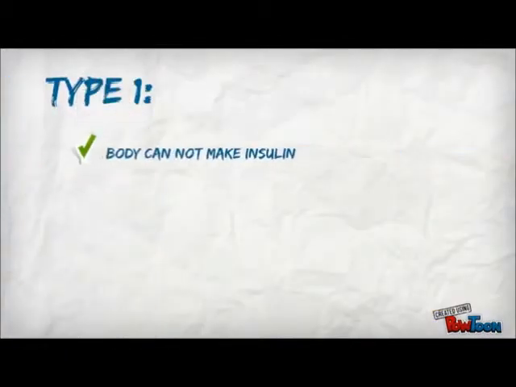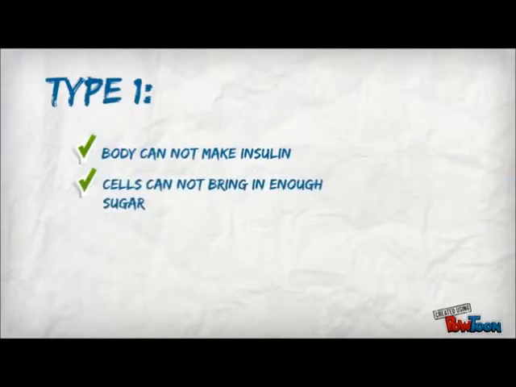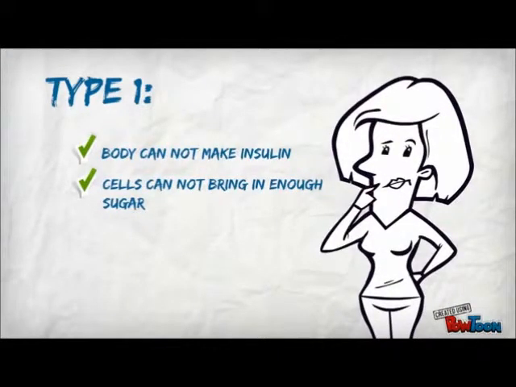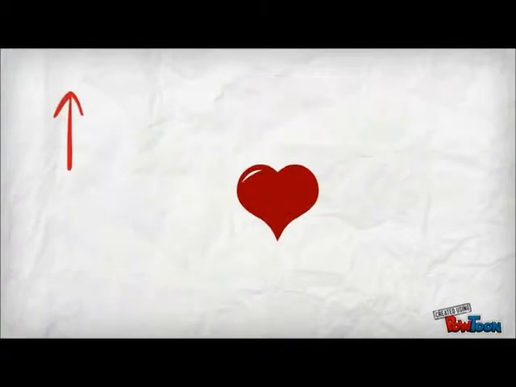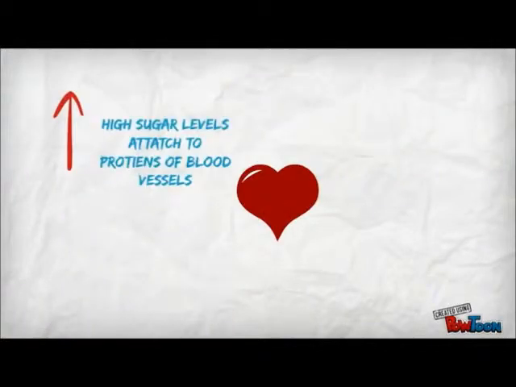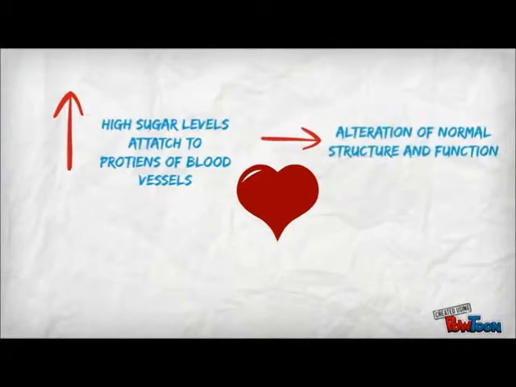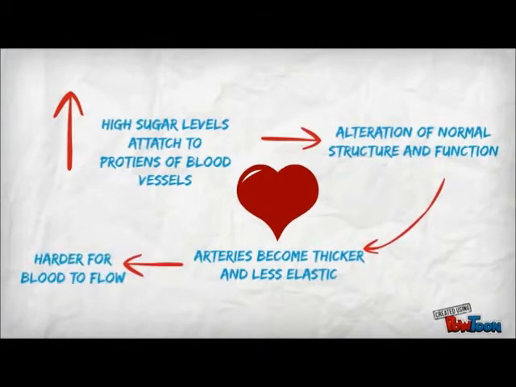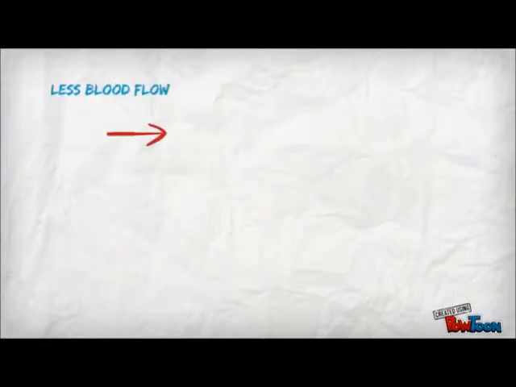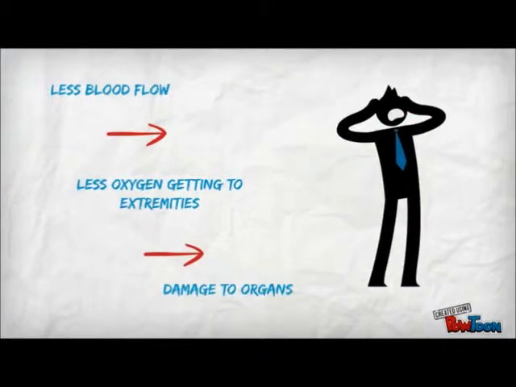Type 1 diabetes is due to the body not producing enough insulin, and therefore cells cannot bring in sugar. The major cause of type 1 diabetes is autoaggressive T cells destroying the insulin-producing beta cells. When there is a high amount of sugar in the blood, the excess sugar attaches to proteins of blood vessels and alters their normal structure and function. This leads to the arteries becoming thicker and less elastic, which in turn makes it harder for blood to flow through. With a reduction of blood flow, the body, especially the lower extremities and the head, will receive less oxygen and cause damage to organs.